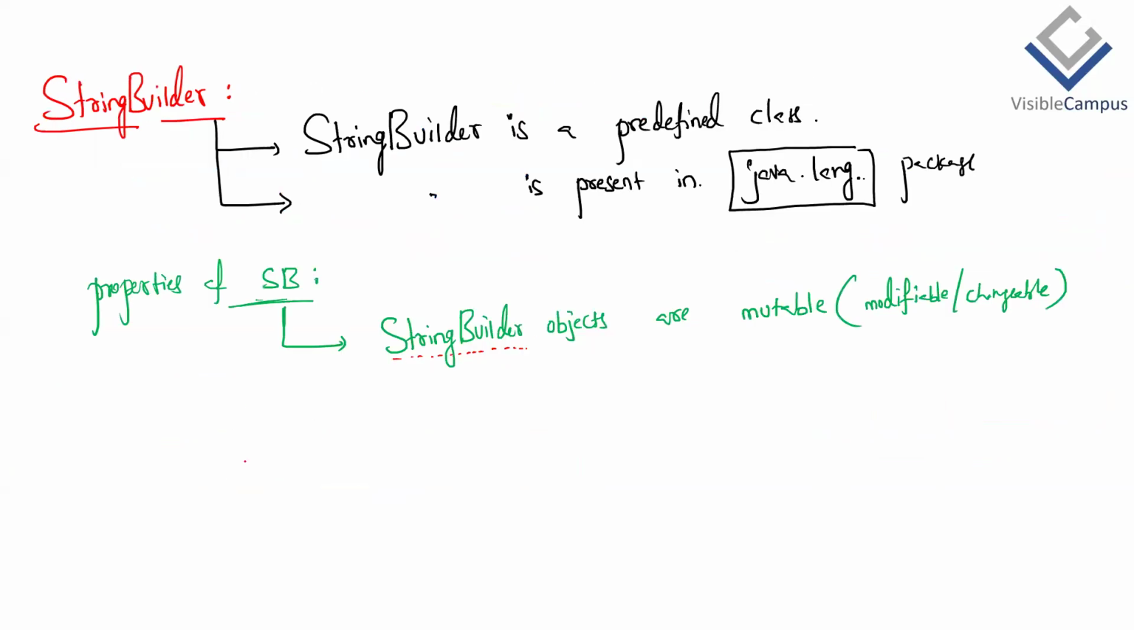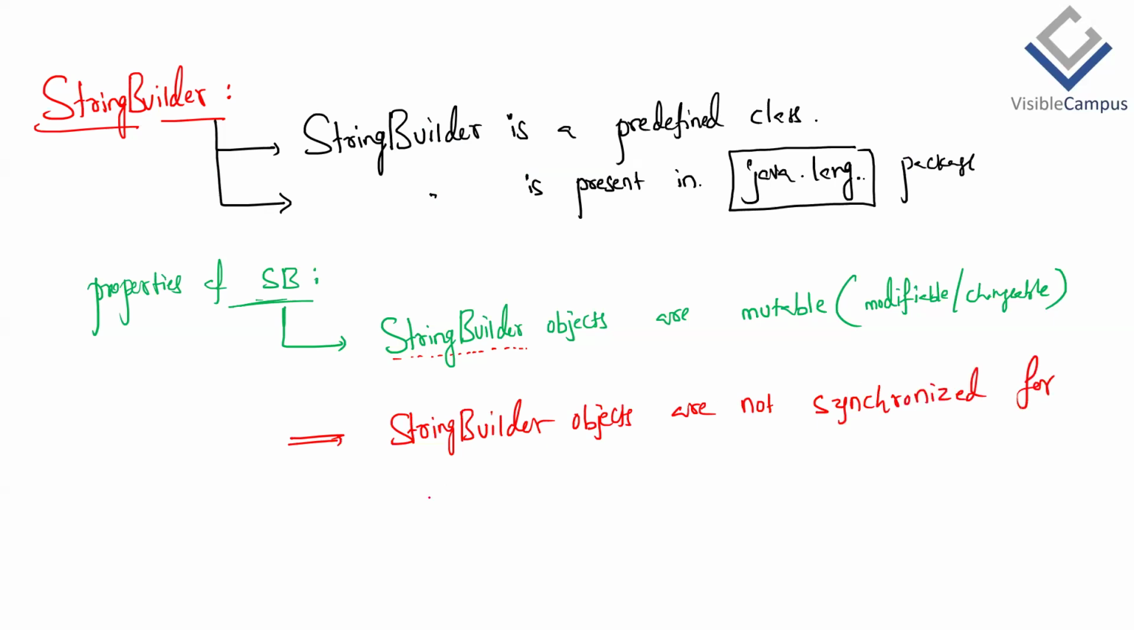Then here, let me add one property. The property is that StringBuilder objects are not synchronized for multiple threads.